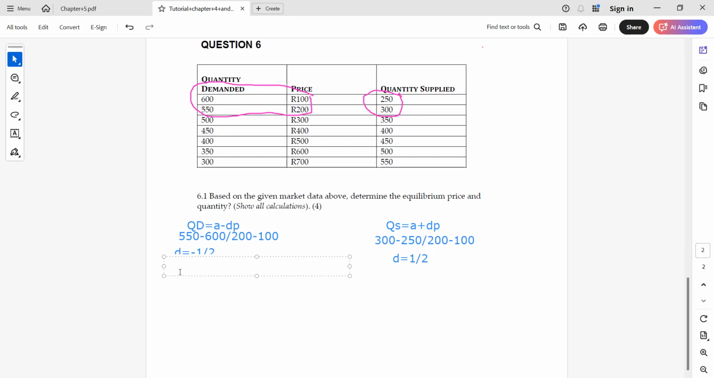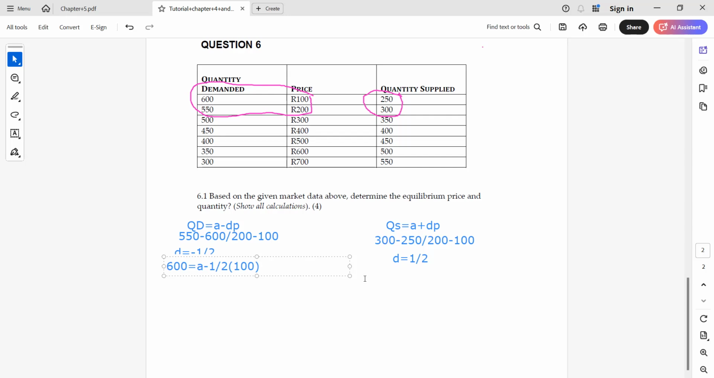So for quantity demanded, which quantity are we using? We're using 600. So we're going to say 600 equals A. A is the unknown, it's what we want, minus 1/2, open brackets, and then P, we're going to choose 100 for our P, close brackets.